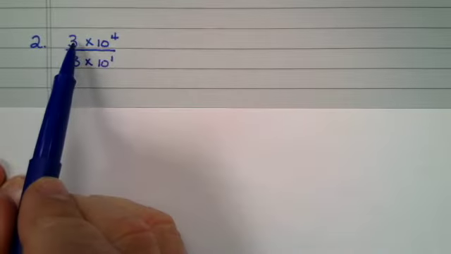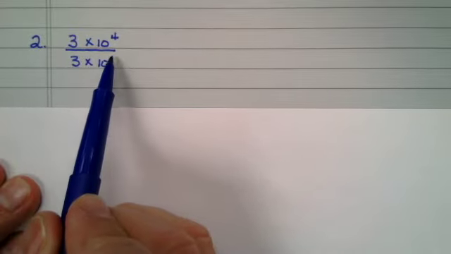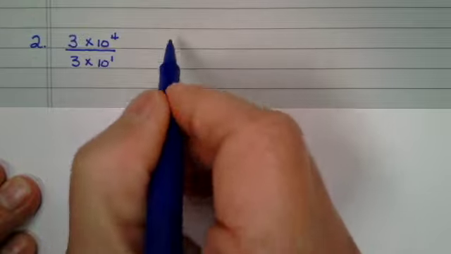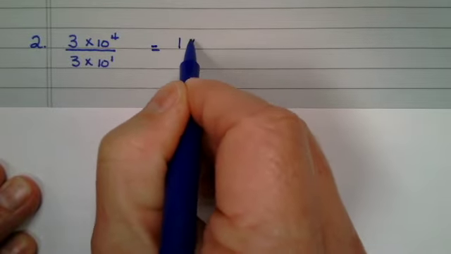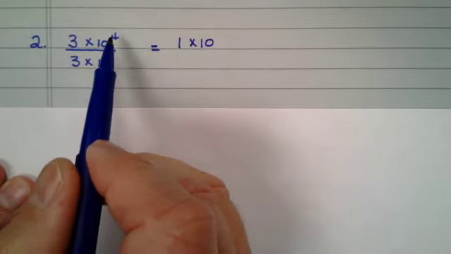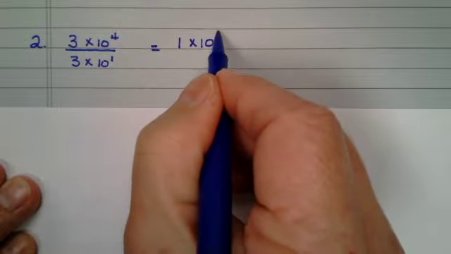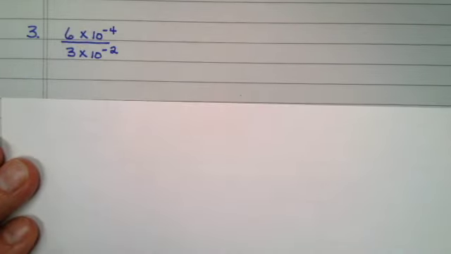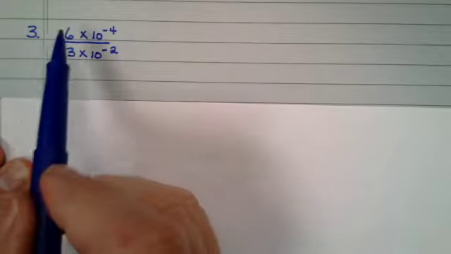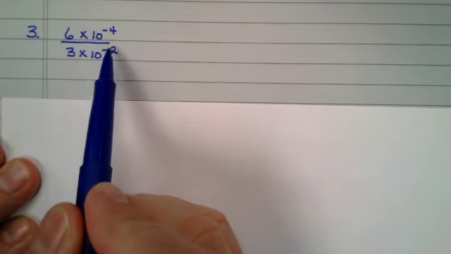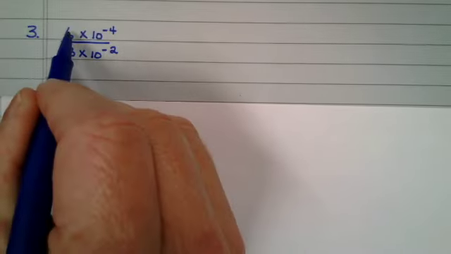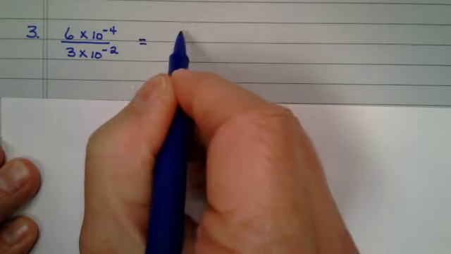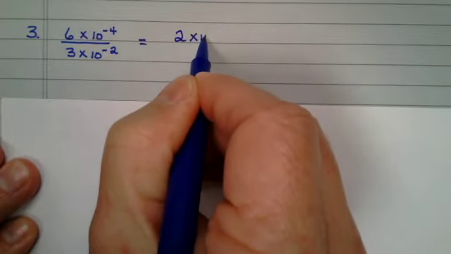Example 2. These numbers get divided, these numbers get subtracted. 3 divided by 3 is 1 times 10. 4 minus 1 is 3. When we divide in scientific notation, these numbers get divided, these numbers get subtracted. 6 divided by 3 is 2 times 10.